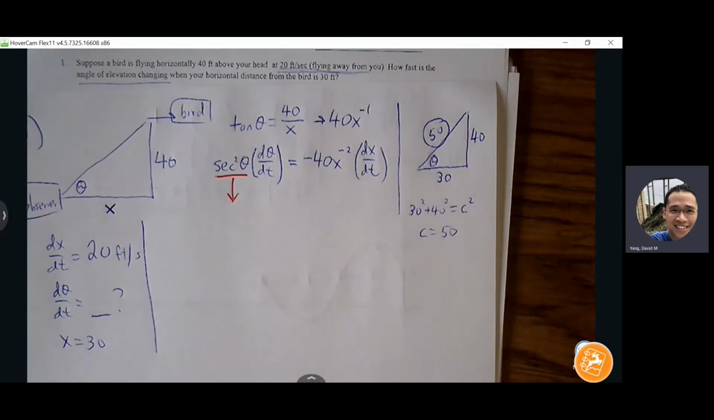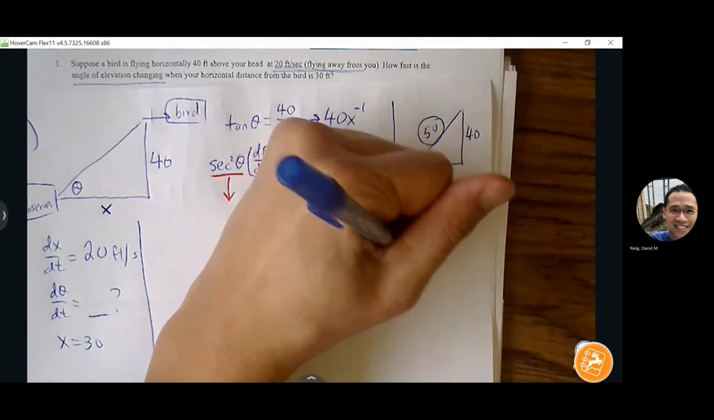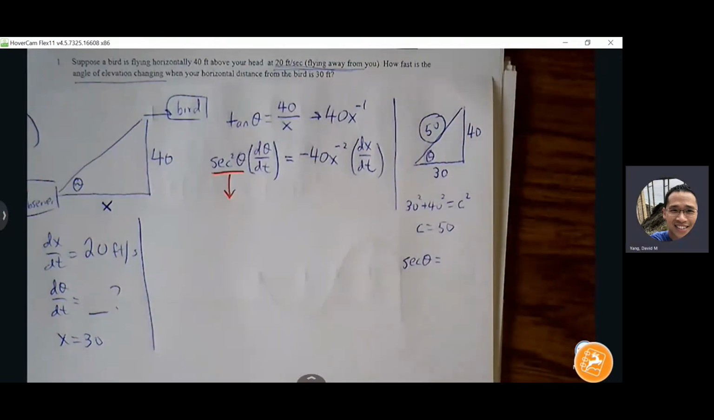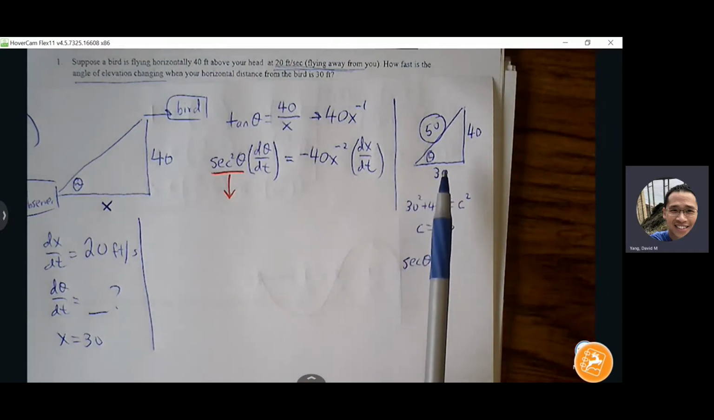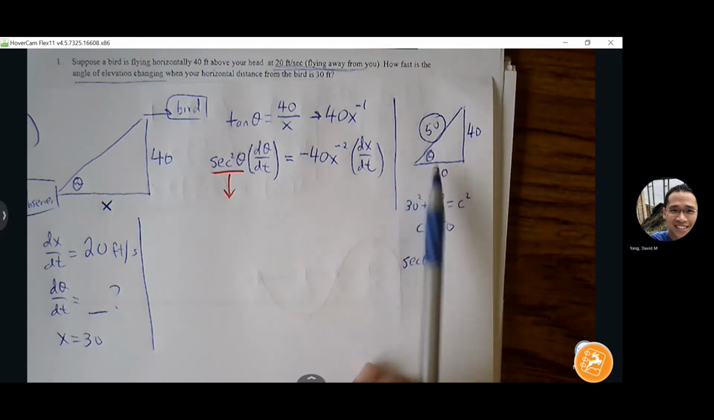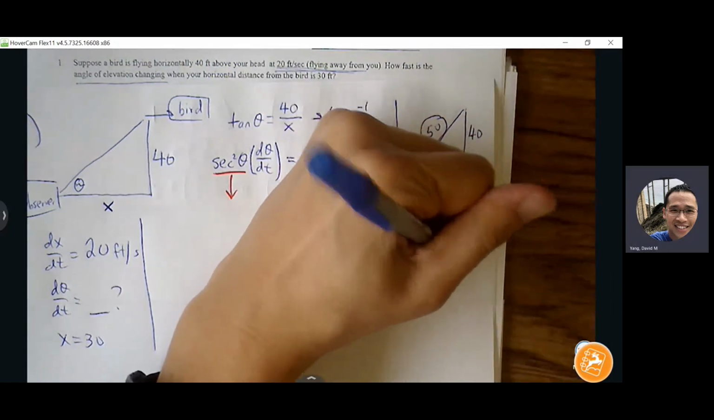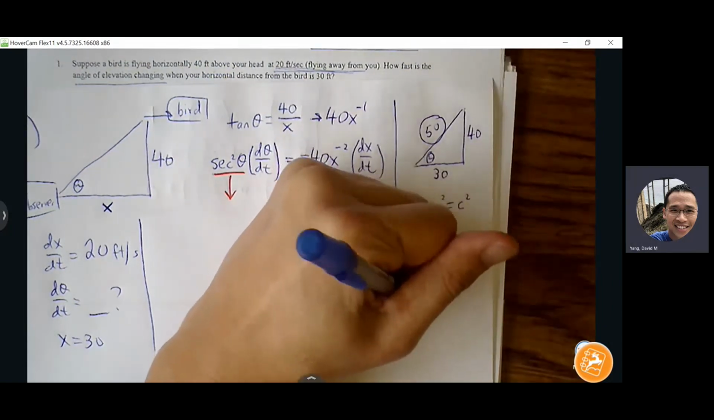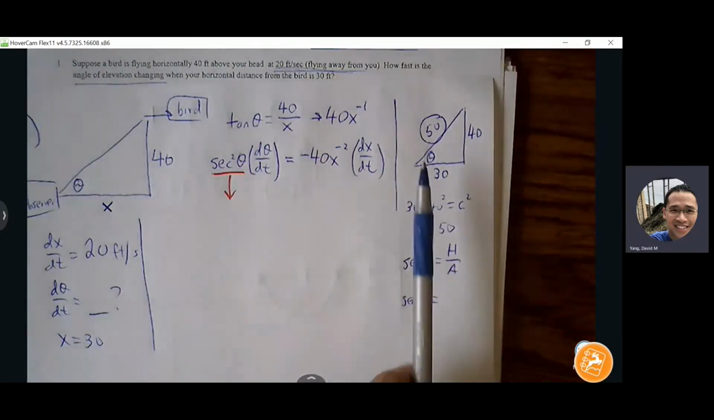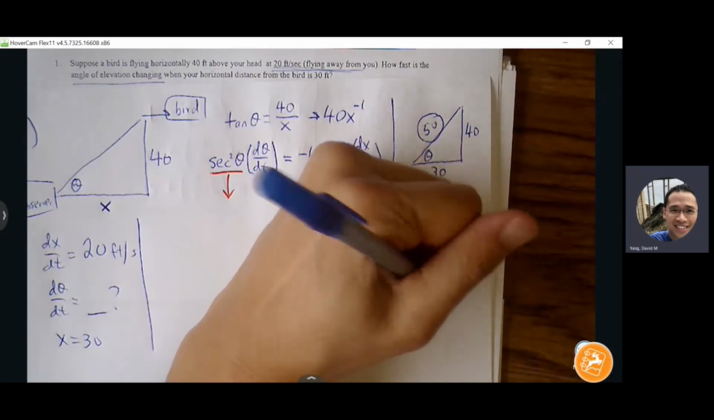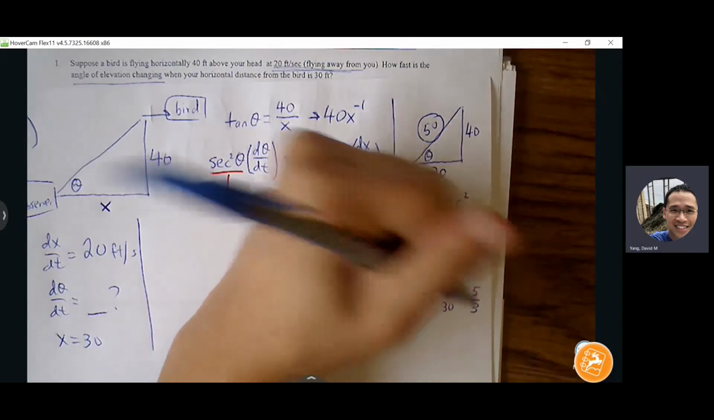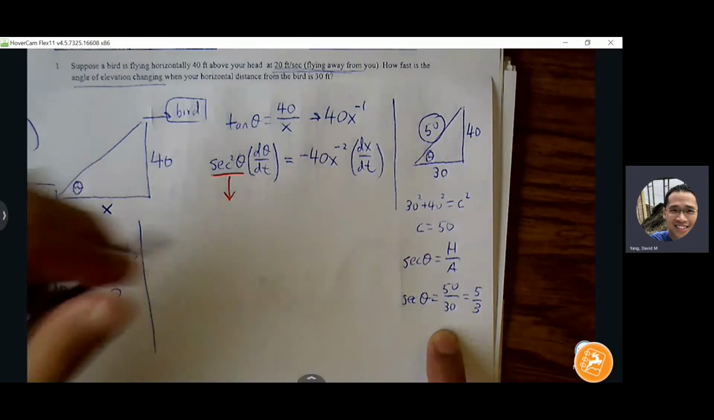Okay, we need to find a substitution for secant of theta. What's secant of theta going to be? Good. We know secant is the reciprocal of cosine. Cosine is adjacent over hypotenuse, which means that secant is hypotenuse over adjacent. So secant is just 50 over 30, which can reduce to be 5 over 3. All right, so we have everything that we need now.